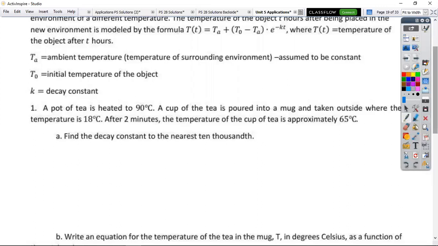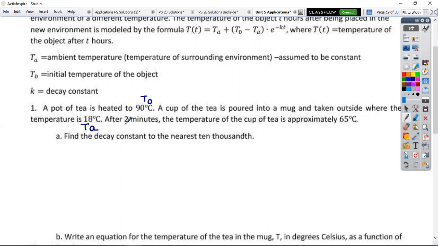A pot of tea is heated to 90 degrees. So that represents the temperature of the object. And it's poured into a mug and taken outside. Okay, so time out, let's just talk about that. You have a hot cup of tea and you're gonna go outside. What's gonna happen to it? It's gonna cool down, yep. So outside the temperature is 18 degrees. What do you think 18 represents in the formula? Exactly, T of A.